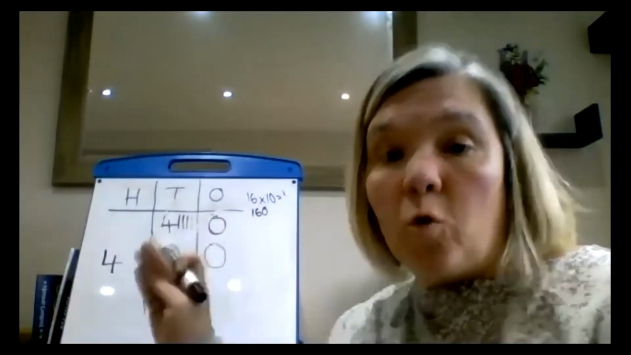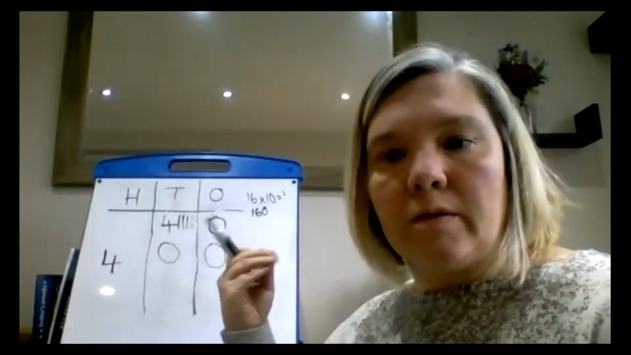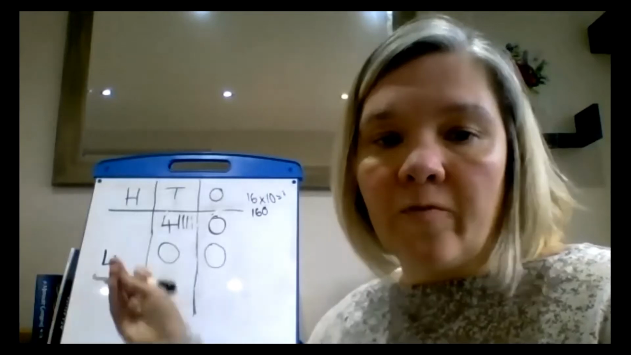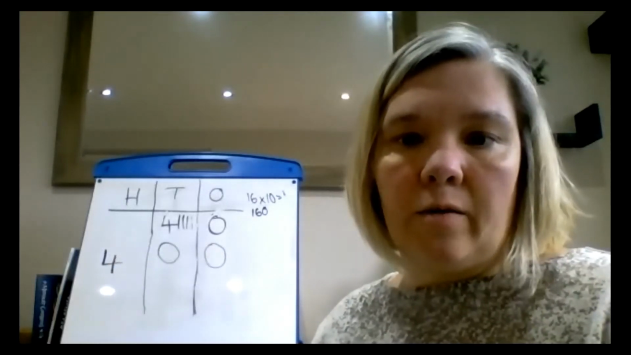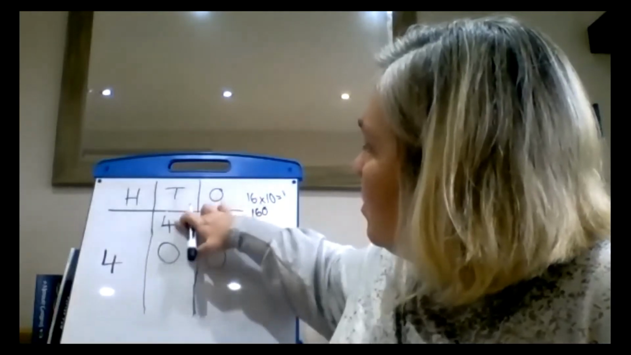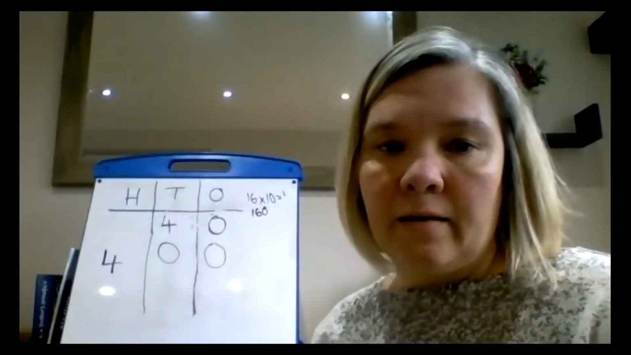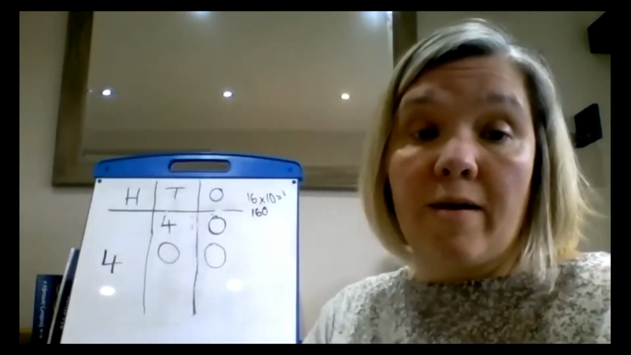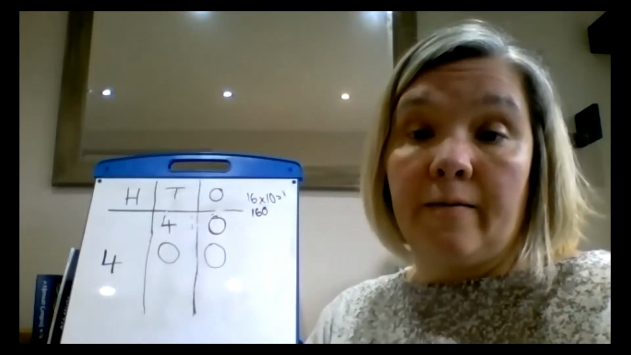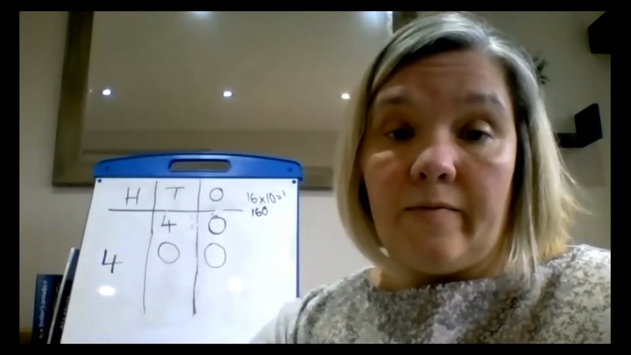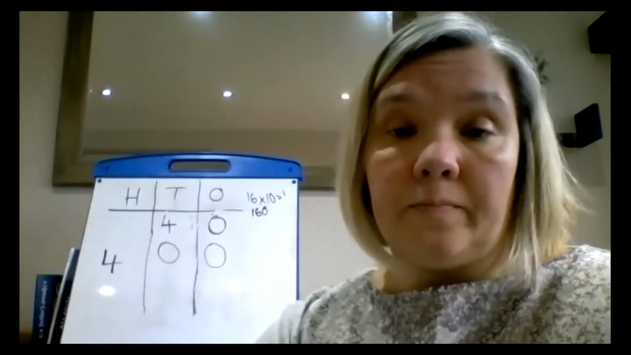Because if we don't, that 4 will keep on trying to come back, won't it? So we need to put a placeholder in so that the 4 doesn't go back into the tens column. So we now know that 40 times 10 is 400. It is 10 times greater than 40. Let's have a look at our next one.